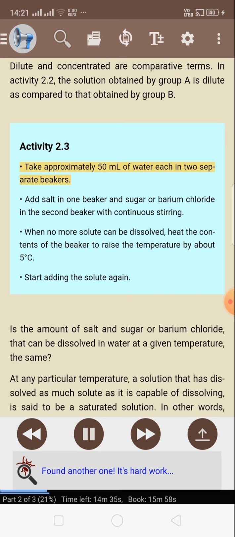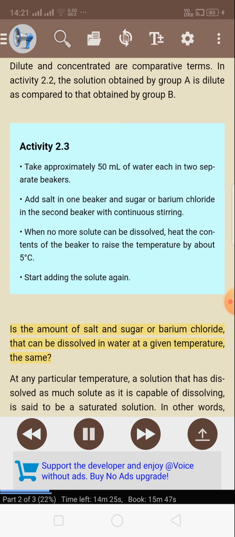Activity 2.3. Take approximately 50 milliliters of water each in 2 separate beakers. Add salt in one beaker and sugar or barium chloride in the second beaker with continuous stirring. When no more solute can be dissolved, heat the contents of the beaker to raise the temperature by about 5 degrees Celsius. Start adding the solute again. Is the amount of salt and sugar or barium chloride that can be dissolved in water at a given temperature the same?